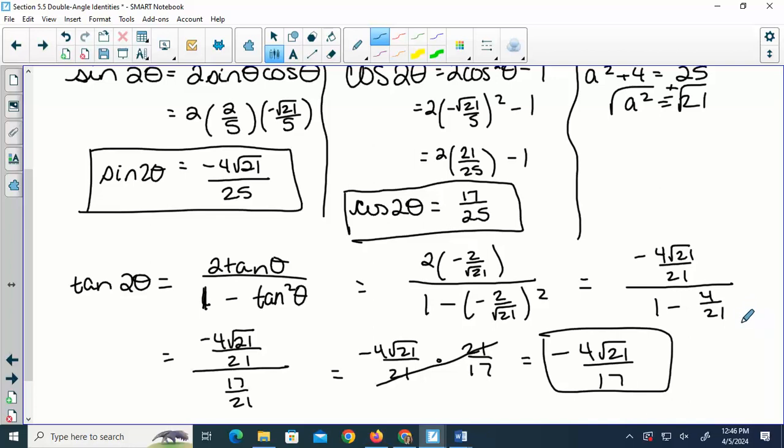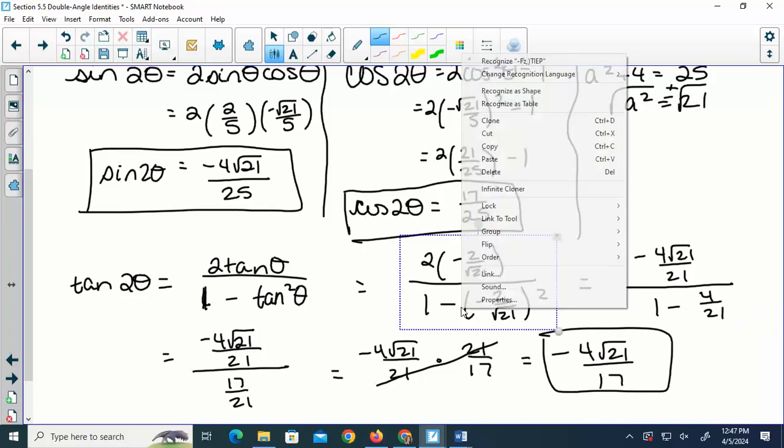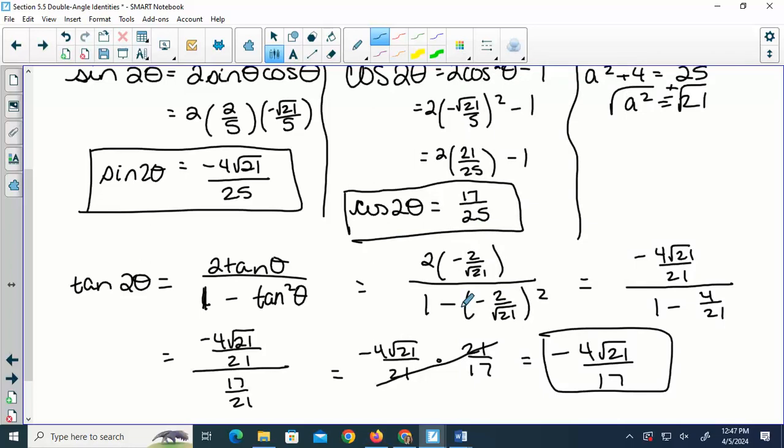Can anyone think of another way we could have gotten it? We can just use the other formula, tangent is sine over cosine. What's wrong, Kate? Where did the 4 come from? When I took negative 2 over radical 21 and squared it. Okay.